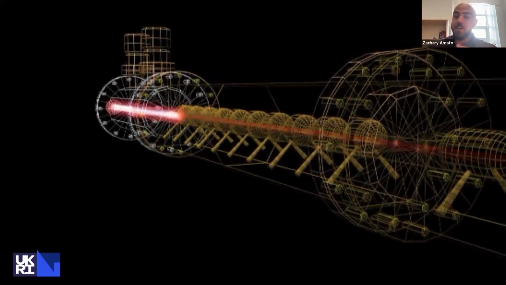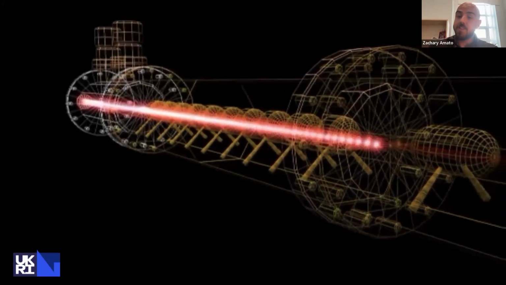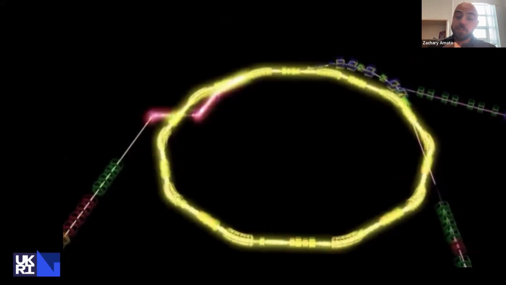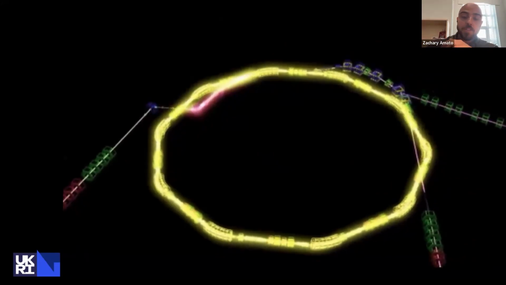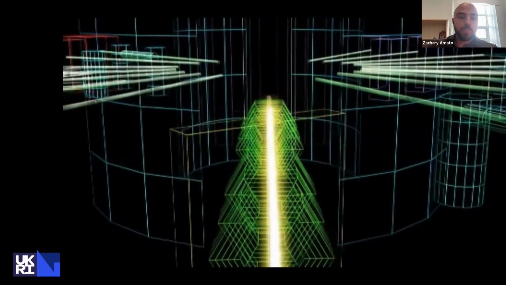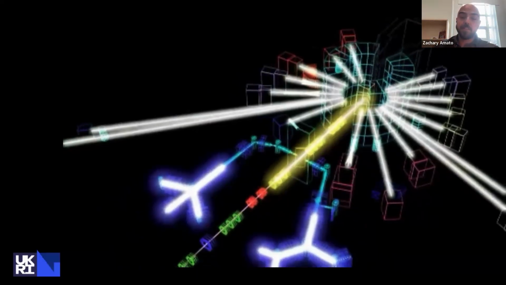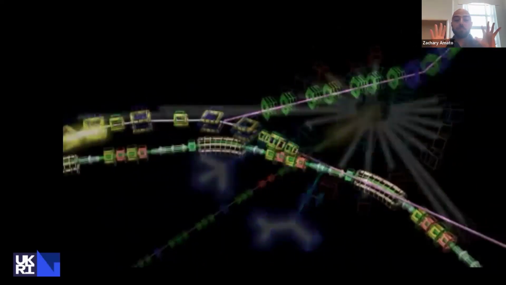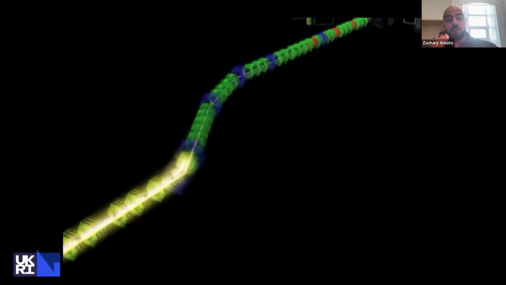Oh, yeah. So at the very start, there's an ion source, and that's creating some negative hydrogen ions. Those electrons get stripped off before they go into our big circular synchrotron. They get basically whizzed around until they travel at about 84% of the speed of light. And then those protons will go off to our two target stations.